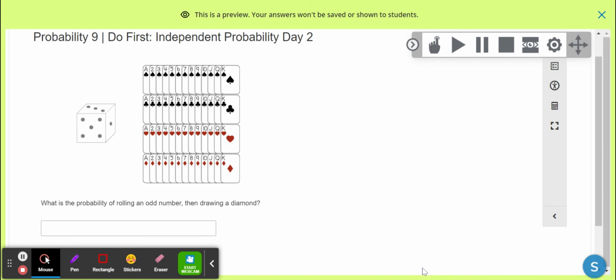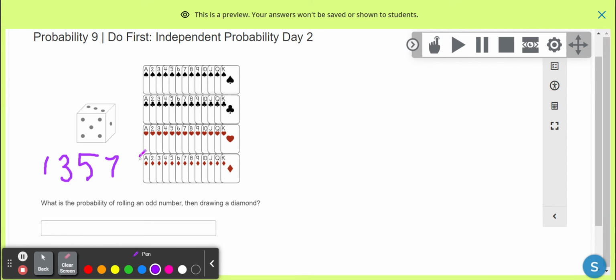I'm going to look for one with a dice here. All right, so what is the probability of rolling an odd number? All right, so odd numbers are like 1, 3, 5, 7, 9, or they end in those numbers. So we could keep on going. But we want to know which odd numbers are on the dice. There's a 1 on the dice, there's a 3 on the dice, there's a 5 on the dice, but not a 7 or a 9. Okay, and again, the dice has 6 sides. So 3 numbers out of the 6 sides would be an odd number.